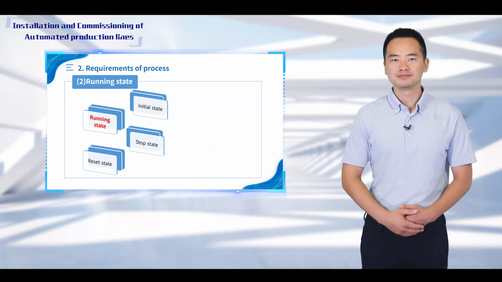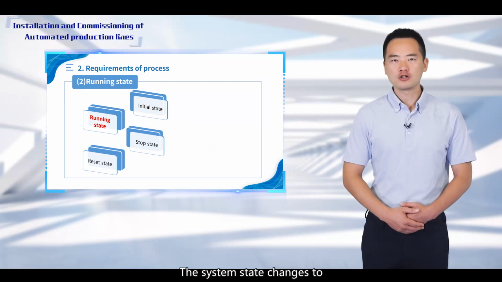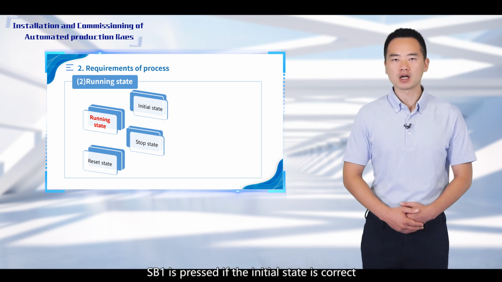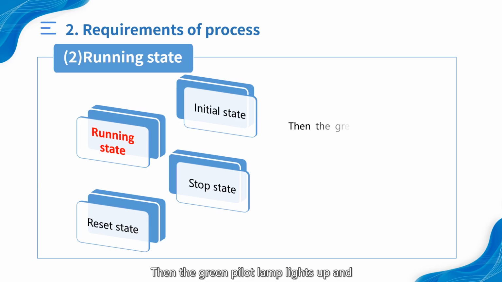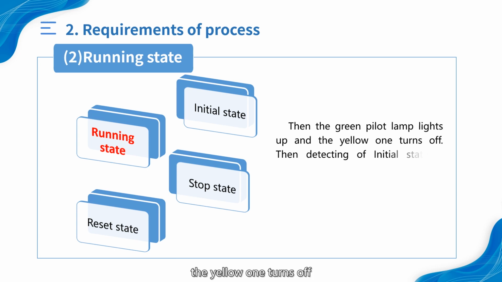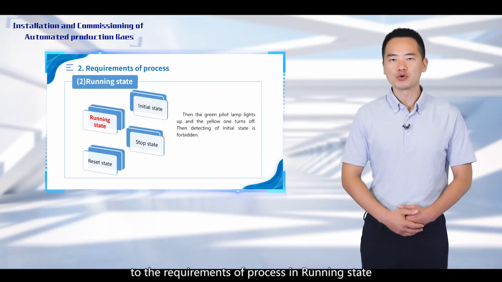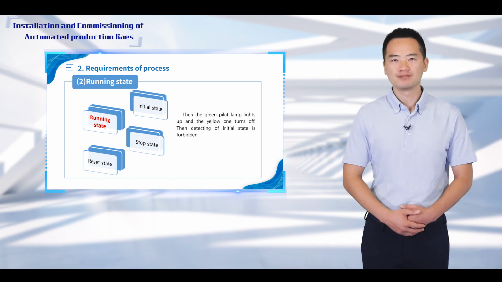Running state. The system state changes to running state after the start button is pressed if the initial state is correct. Then the green pilot lamp lights up and the yellow one turns off. Then the detecting of initial state is forbidden. The system will execute the assembly process according to the requirements of process in running state.